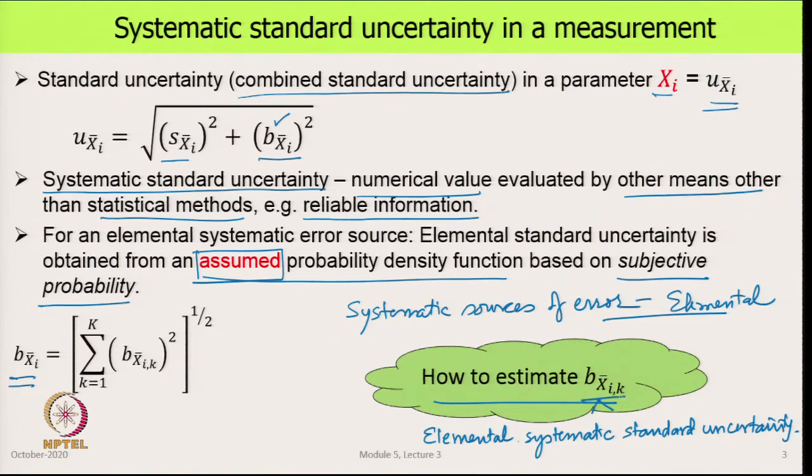So, that is what we are looking for, Bxik. As many elemental sources of systematic uncertainty are there in that particular measurement, for each one of them we do what we have written over here, get these individual values, and then finally use this relationship. Based on the right side we have the elemental systematic standard uncertainties, and this side we get the systematic standard uncertainty of the measurement. So, now our question is, how do we execute this part? That is what this lecture is about.